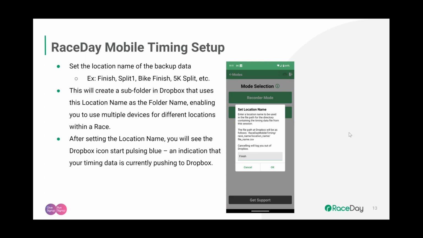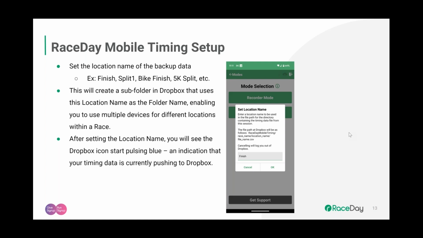Now, just like a decoder, or whatever timing solution you have out there, you've got to think about this as a singular location. Yes, with your phone, you can walk around and you can go from the finish line to the start line to the 5K split or what have you. So you need to keep in mind that the device you're setting this up on needs to stay at that location, because you're not going to want to toggle in between locations with the same device.